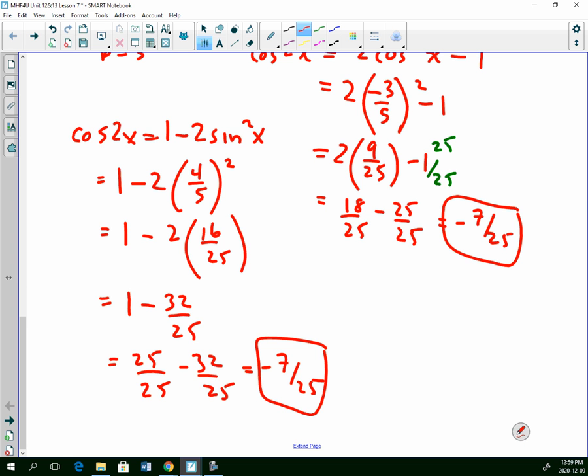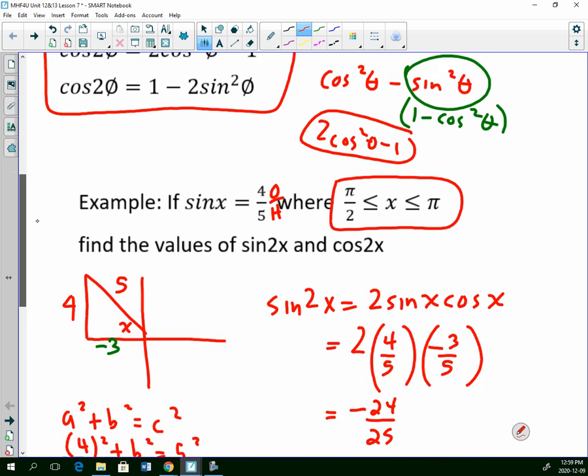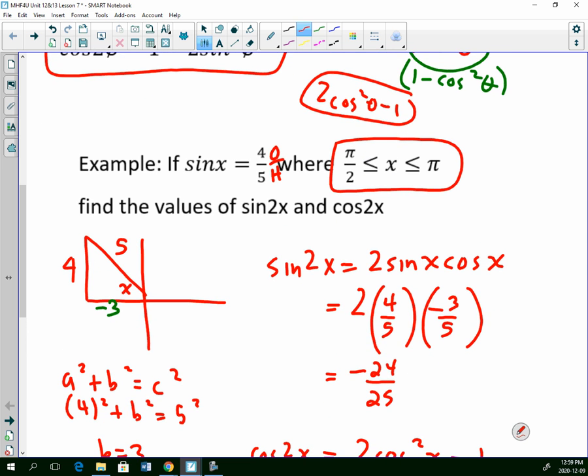So that's just a straightforward question. It gives you an angle, it tells you what quadrant it's in. You're going to draw your diagram and find the missing side, and then you're just going to find sine 2x and cos 2x.